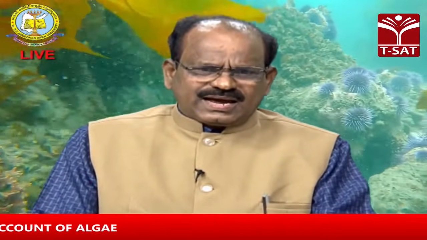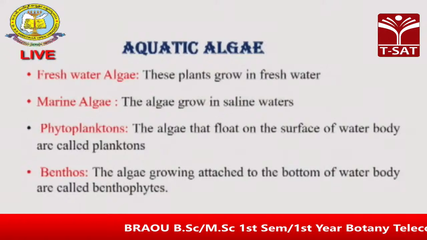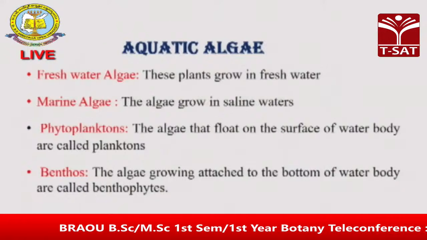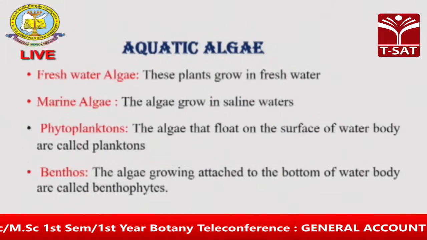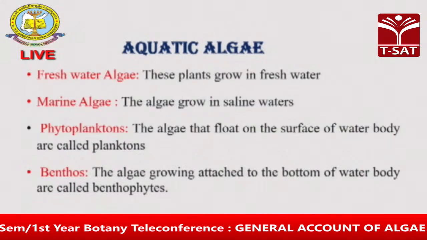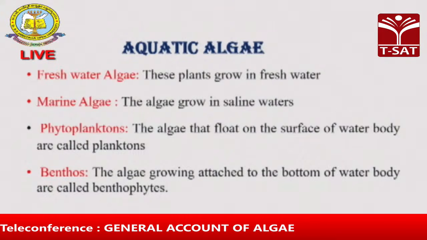The algae, depending upon their habitat, are aquatic algae, terrestrial algae, and algae of unusual habitats, right? Among the aquatic algae, the freshwater algae can be seen in rivers, pools, ditches, small ponds, and lakes. Majority of the freshwater algae grow in such fresh water. As far as marine algae are concerned, the algae grow in saline water.